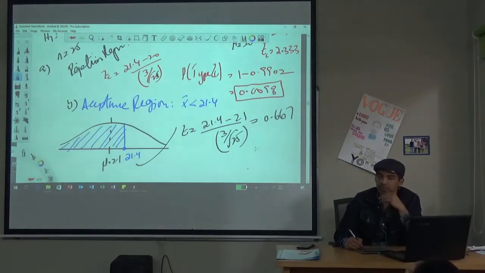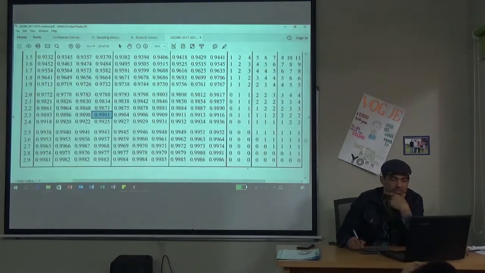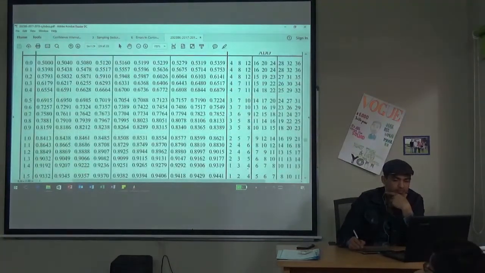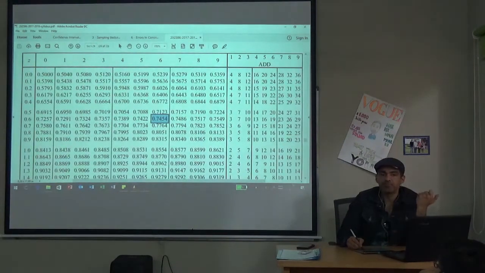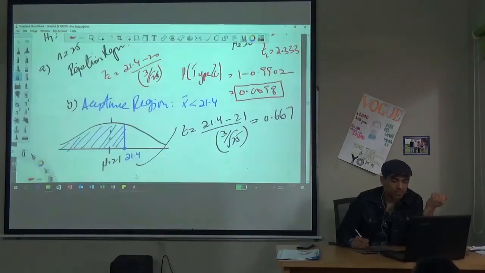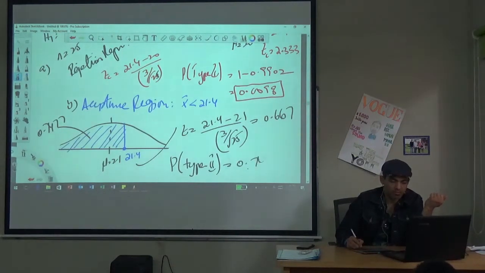Okay, let's check the table for 0.667. Let's see what probability it provides us. 1, 2, 3, 4, 5, 6, 7. 0.7477. Right? So clearly this area is 0.7477. So the probability of type 2 is 0.748.